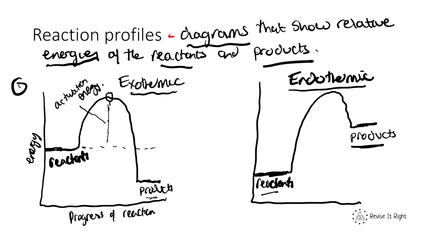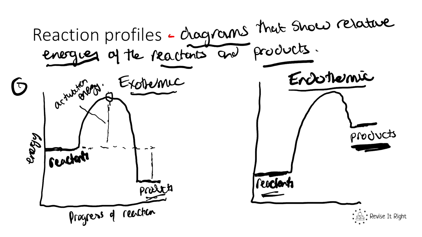So we need to be able to identify the differences between exothermic and endothermic in terms of reaction profile. You need to be able to look at a reaction profile and say which is exothermic and which is endothermic. In an exothermic reaction, the energy of the products is always going to be less than the energy of the reactants. And in an endothermic reaction, the energy of the products is always going to be more than the energy of the reactants.